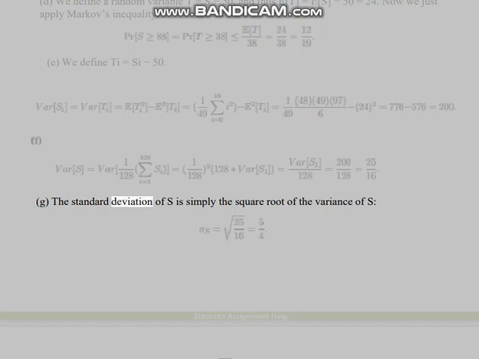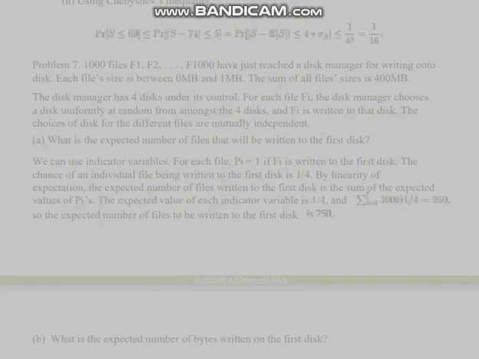G. The standard deviation of S is simply the square root of the variance of S. H. Using Chebyshev's inequality.